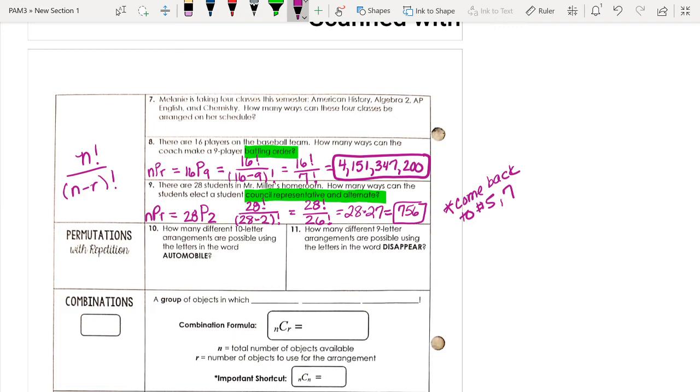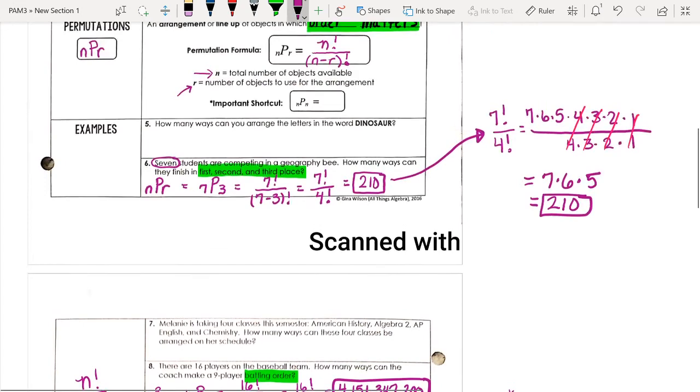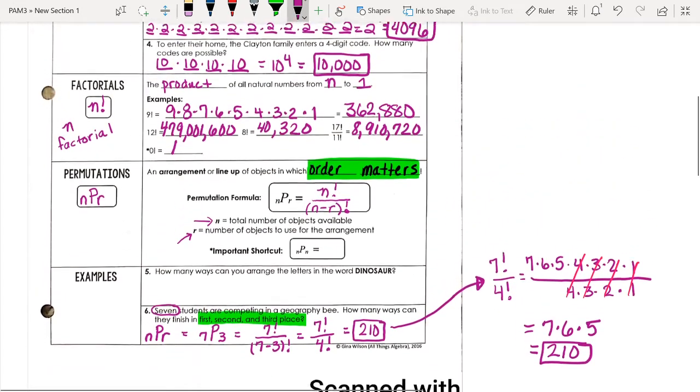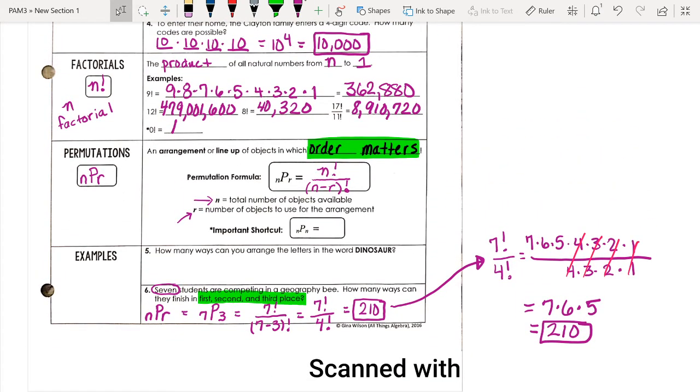Okay, we've got to go back in and do that important shortcut, which is going to apply to problems 5 and problem 7. If you have nPn, which just means that your n and your r are the same number, then we have a little shortcut, if you can remember it, that just says it's n factorial. So on this first problem, we're going to use the formula to show you how the formula turns into the n factorial. How many ways can you arrange the letters in the word dinosaur?